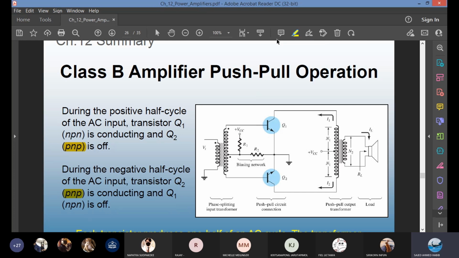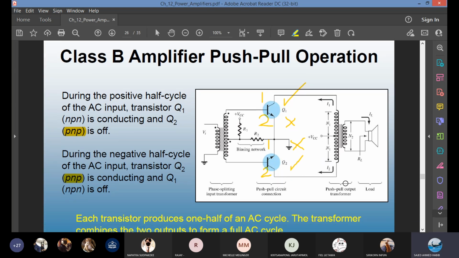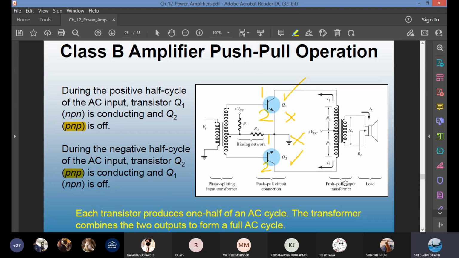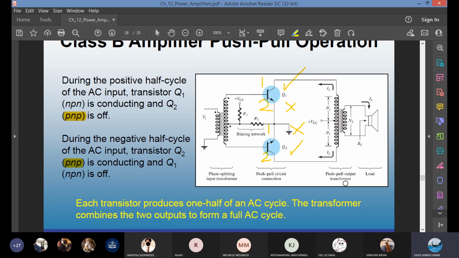What happens during the positive half cycle? Transistor Q1 is on, conducting. Transistor Q2 is off, so I'll just put the cross sign. During the second half cycle, transistor Q1 is off. Transistor Q2 is on. When you combine them, you are going to get a full 360-degree cycle of the output.